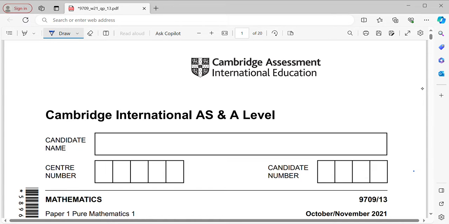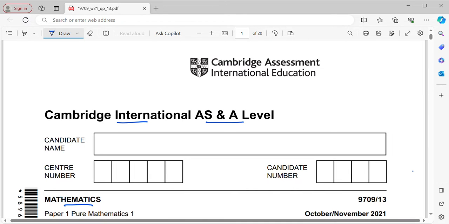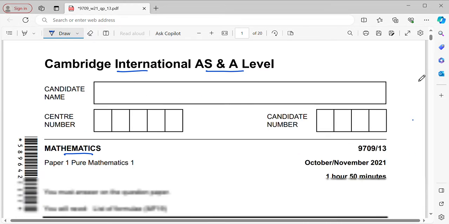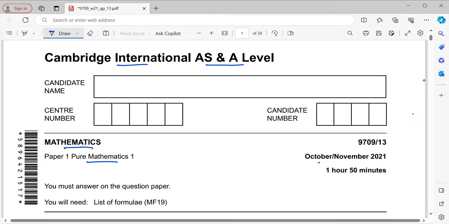This video is to discuss Cambridge International AS and A-Level Mathematics Paper 1, which is the Pure Mathematics 1 for October-November 2021, and the code is 9709/13. So let's move on to question number 1.